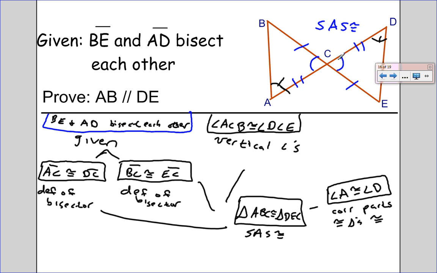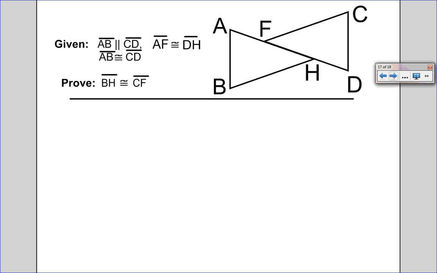If A and D are congruent, those are alternate interior angles to these two lines. And if alternate interior angles are congruent, then the lines are parallel. So I can say AB parallel to DE because if alternate interior angles are congruent, then the lines are parallel. And that's how you do a little more involved proof there. Let's look at one last problem.